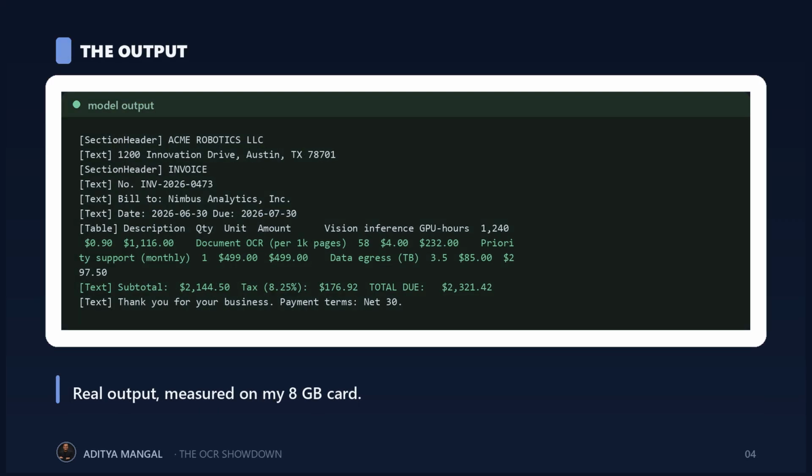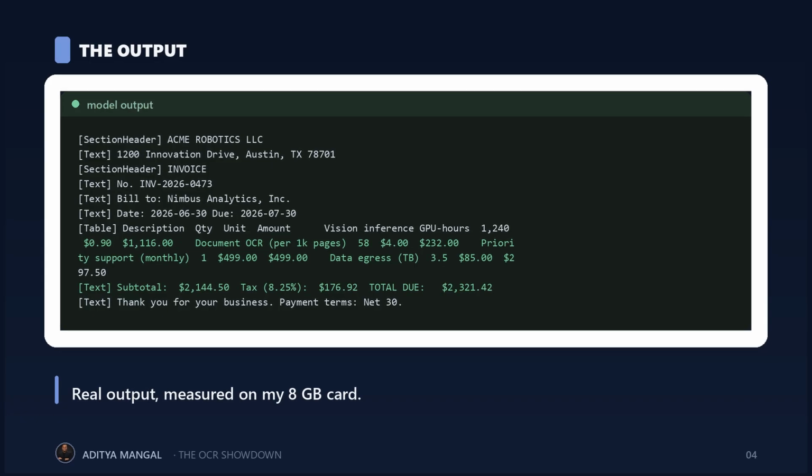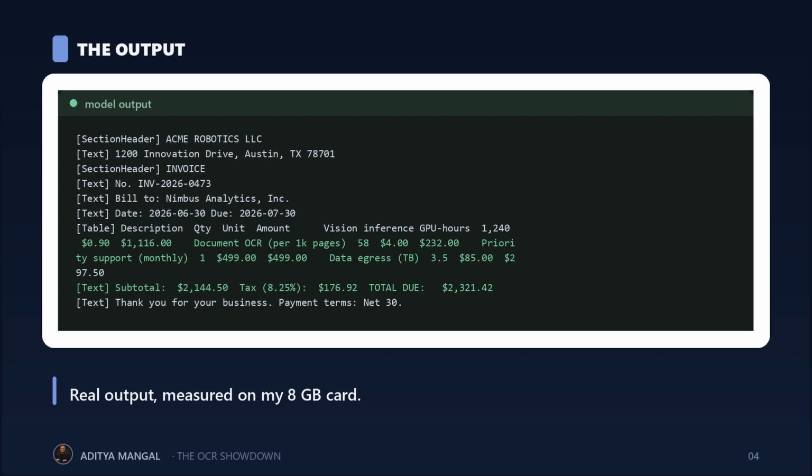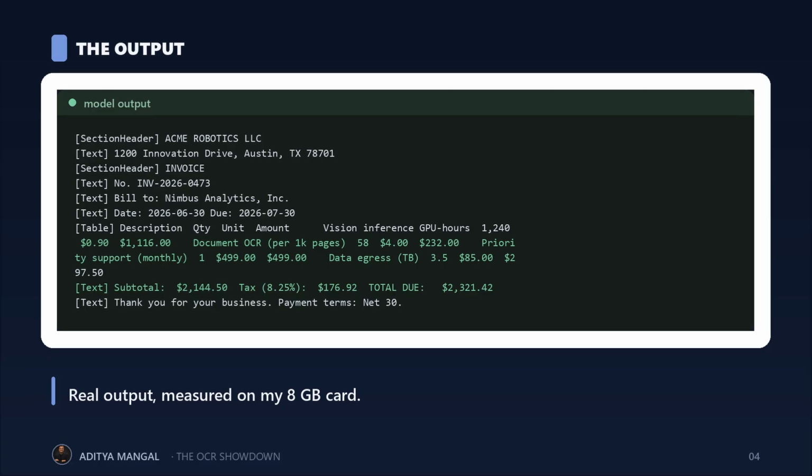And this is Surya-2's real output, and it's genuinely different from a flat OCR engine. Every line is a type block, section header, text, or table, with its label right there. It correctly tagged the company name as a section header, the line items as a table, and the totals as text, with 23, 21, 42 correct. That typing is what makes Surya useful downstream. You know not just the text, but what kind of region it came from.